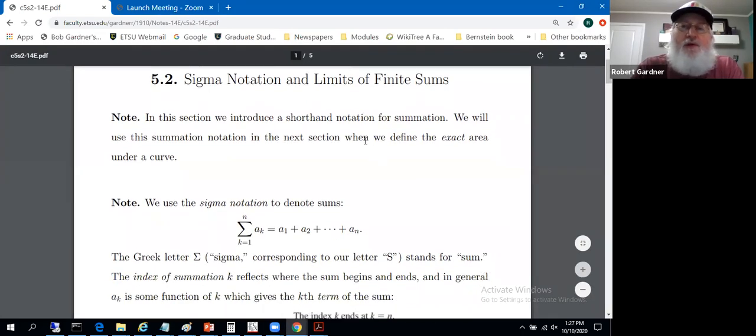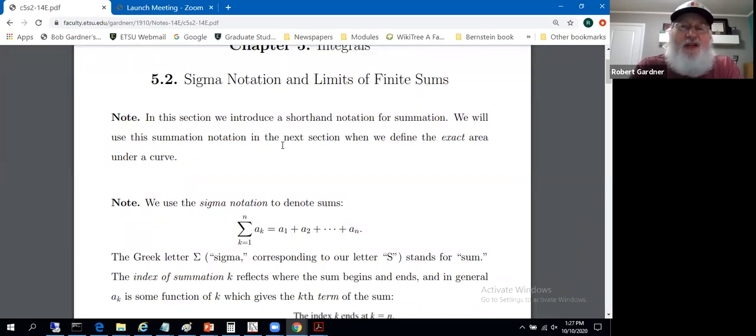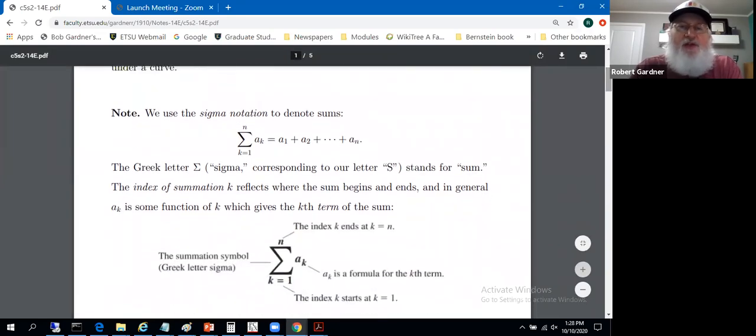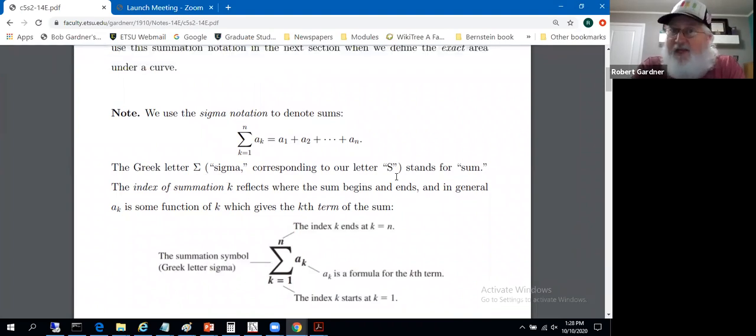We'll still do some initial approximations of areas in this section, but we'll actually take some limits and find exact areas under a curve, something formally to be defined in the next section. The summation notation we use is called sigma notation because the Greek letter capital sigma is used. Sigma sort of corresponds to our letter S, S for summation.